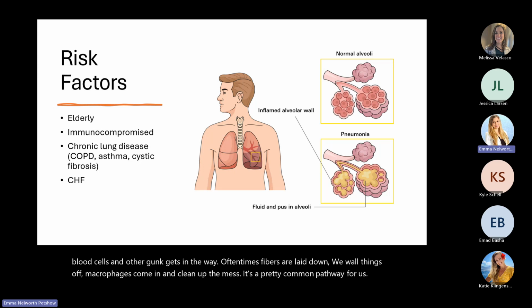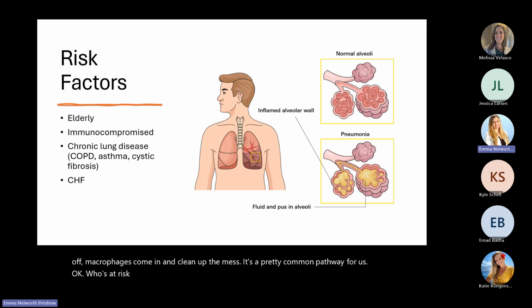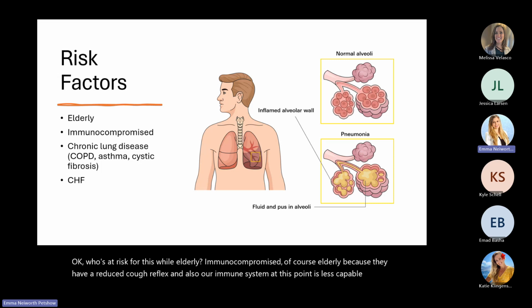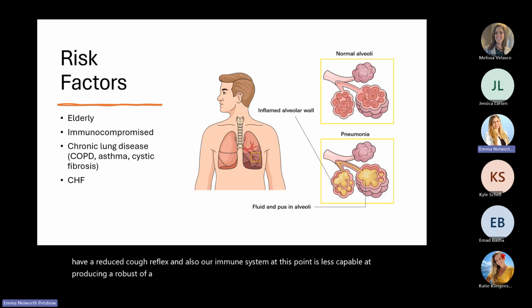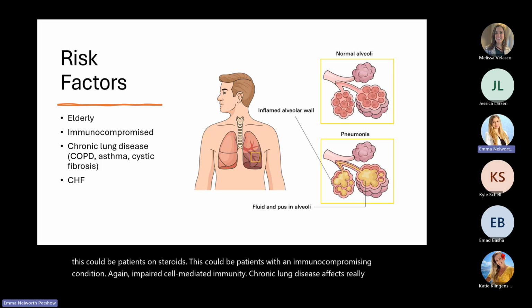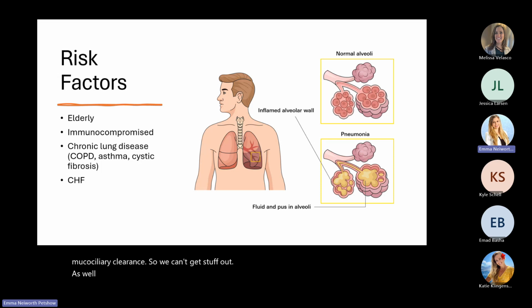Okay. Who's at risk for this? Well, elderly, immunocompromised, of course. Elderly because they have a reduced cough reflex, and also our immune system at this point is less capable of producing a robust response. Immunocompromised, this could be transplant patients, patients on steroids, or patients with an immunocompromising condition. Again, impaired cell-mediated immunity. Chronic lung disease affects mucociliary clearance, so we can't get stuff out as well. Our cilia aren't as effective, as well as our architecture of our airway. We might have less functioning airway to start with.